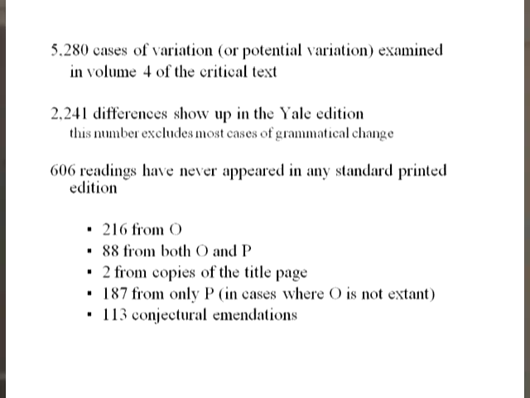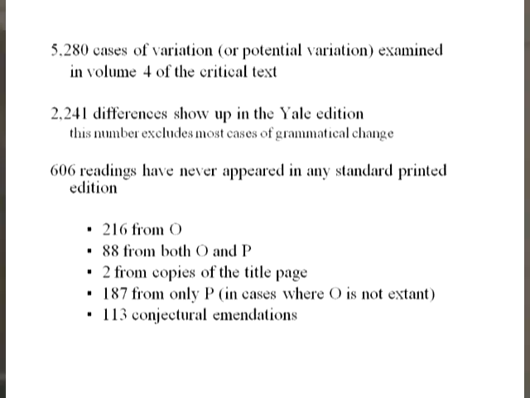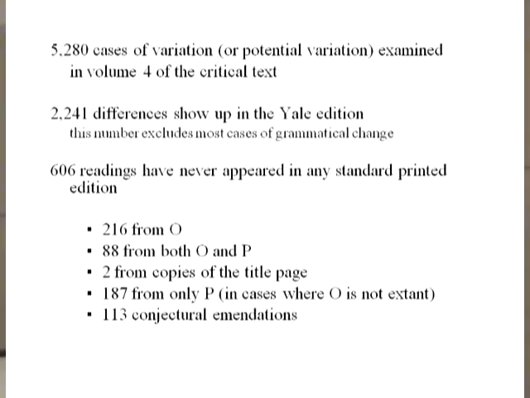When we look at the Yale edition, and particularly Volume 4 of the critical text, there are over 5,000 cases of variation that I considered. And it turns out that there are about 2,000 or so of these, a little more, that the Yale edition accepts, which differ from the current standard text. That in and of itself is not particularly an important number because most of these changes aren't earth-shaking. However, there are a couple numbers that I think are important. One is there are over 600 changes in the Yale edition which have never appeared in any printed edition, standard printed edition of the Book of Mormon, LDS or RLDS.